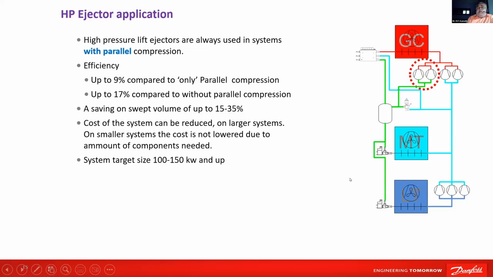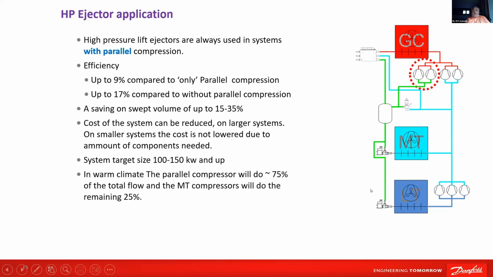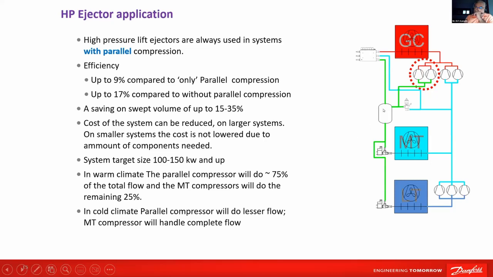Currently, target capacities are 100 kW, 150 kW and above. In warm climate, the parallel compressor is expected to take about 75% of the load. And in cold climate, this parallel compressor may not take any load because it's not required. It may run at subcritical also, and only this compressor will take care.